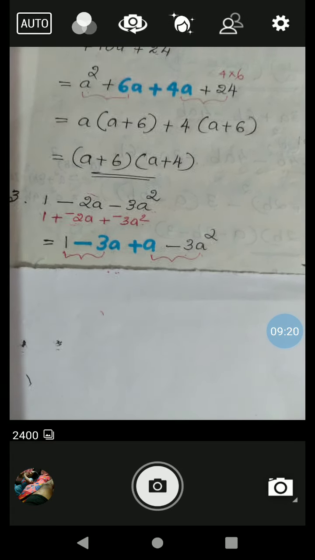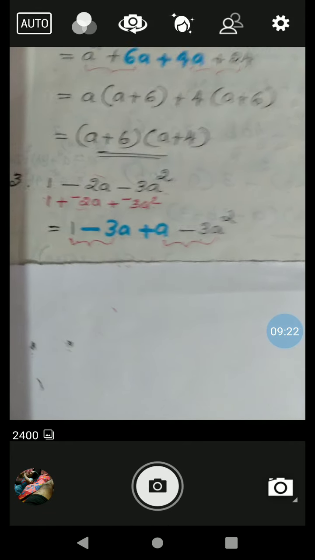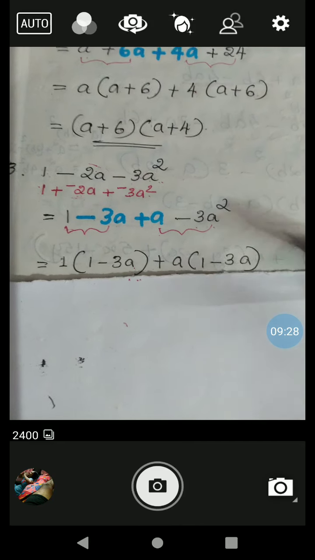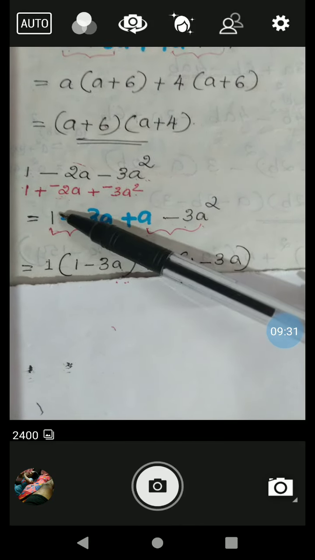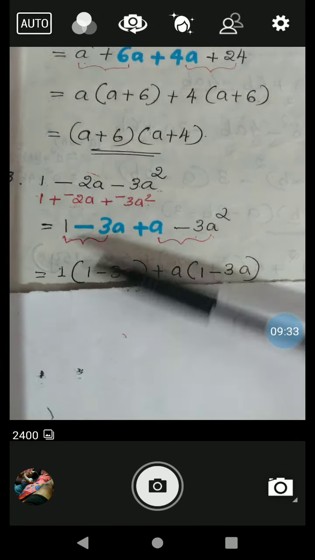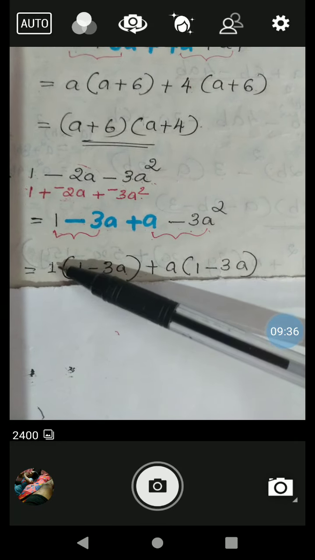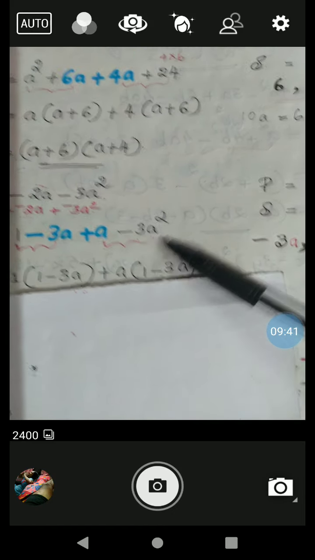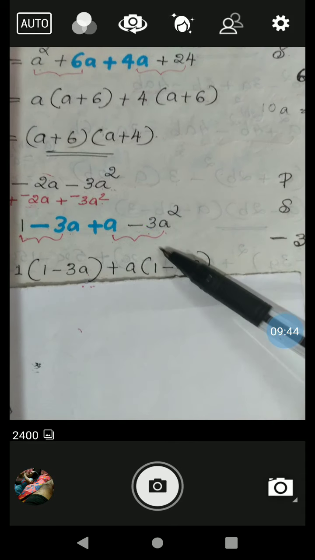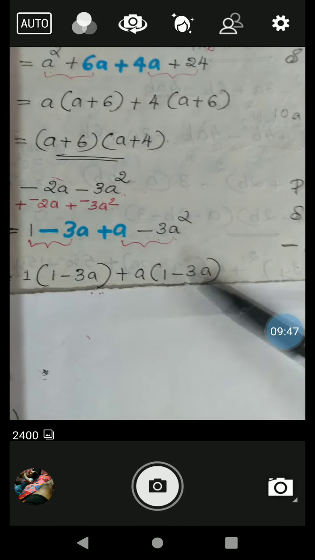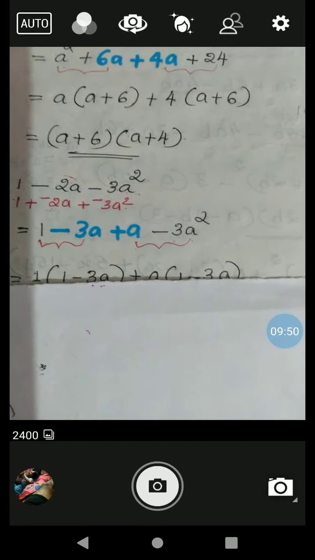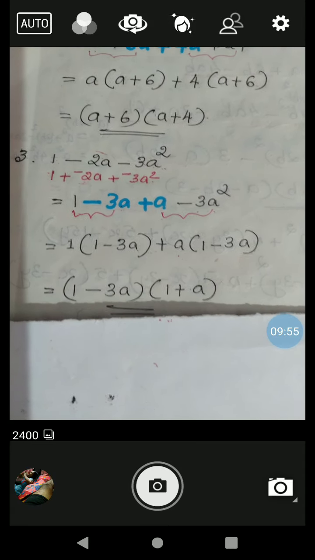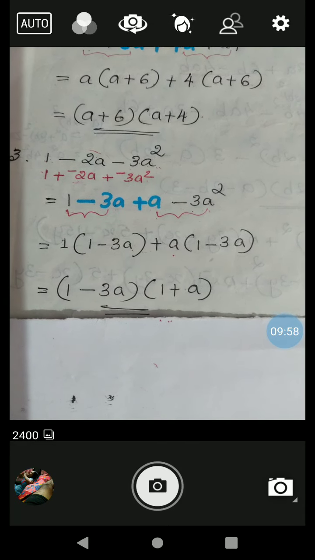The equation is not changed. Now we can apply the grouping method. First two in one group, second two in another group. Now, is anything common in these two? One is the only common factor, so we can take that one outside. Inside, 1 minus 3a. In these two, a is a common factor. Take a outside. Then inside the bracket, 1 minus 3a. So what is the common factor in these two terms? The common factor is 1 minus 3a. So 1 minus 3a into 1 plus a.